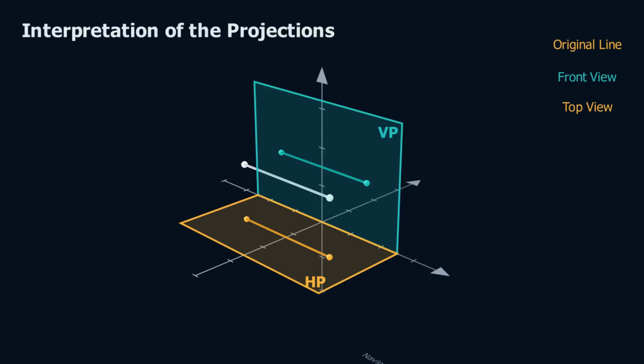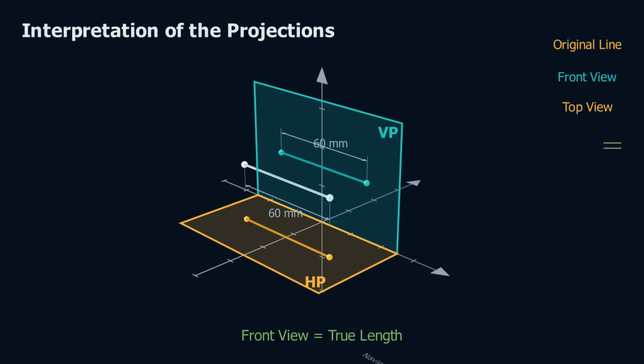Let us first compare the original line with its front view. The given straight line has a length of 60 millimeters. Notice that the front view has exactly the same length as the original line. Therefore, the front view preserves the actual length of the line. Hence, the front view represents the true length of the straight line.